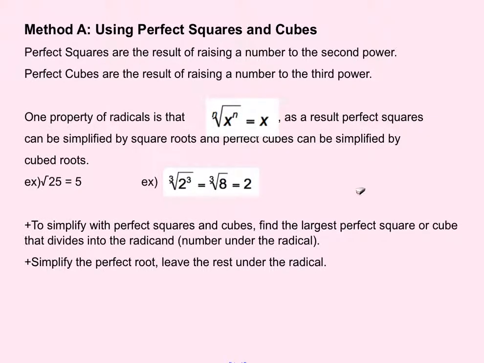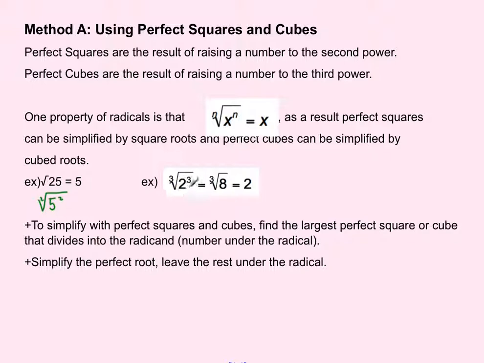The property of radicals that we're using to help us do this is the fact that the nth root, where n is just called the index, of x to the n is always x. So when the exponent and the index are equal, they undo each other, they're inverses, they cancel each other out. So the square root of 25 is 5. You all know that. The reason is because square root has an implied 2 here, and 25 is 5 squared. So the index and the exponent are equal, so this comes out as just 5.